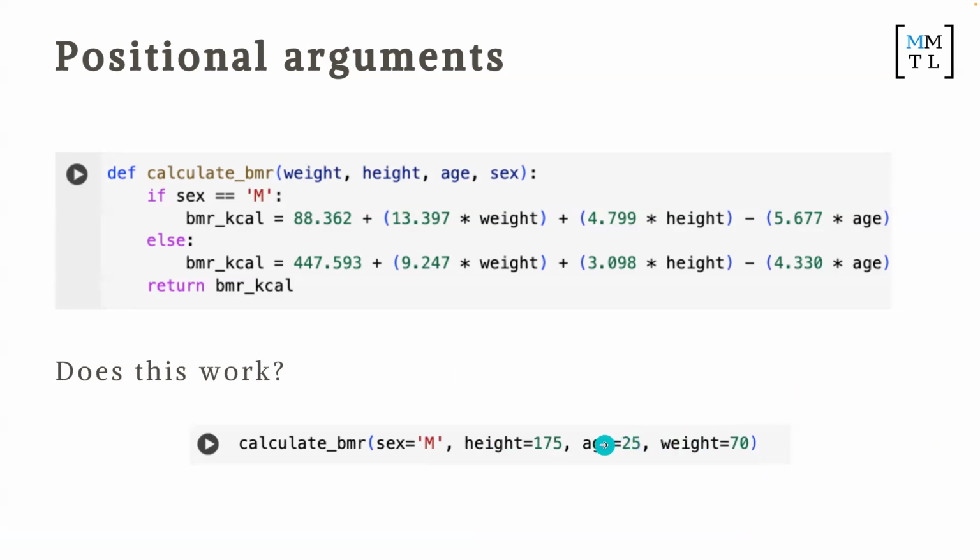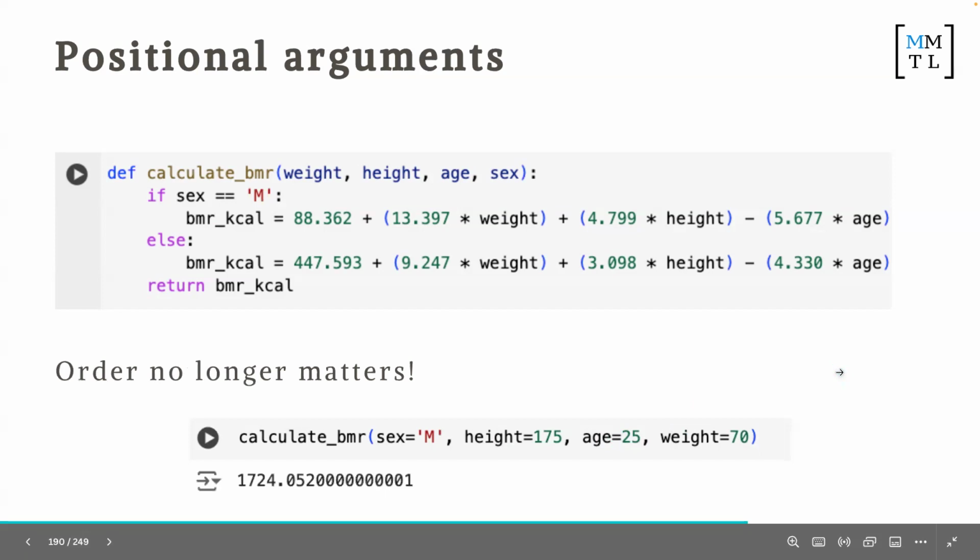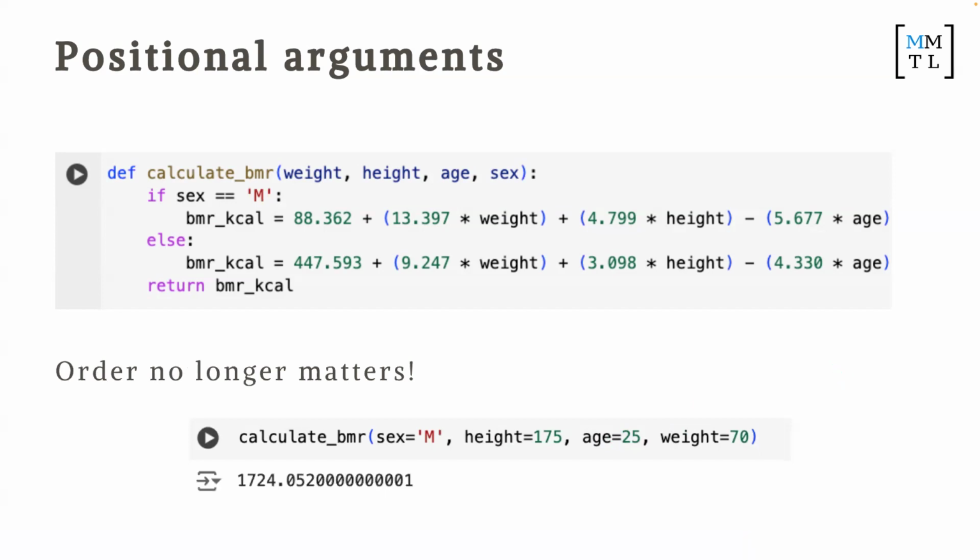So you call it, and then you need to know the parameters, which are weight, height, age, and sex, and you just assign each to a number essentially. And order no longer matters.